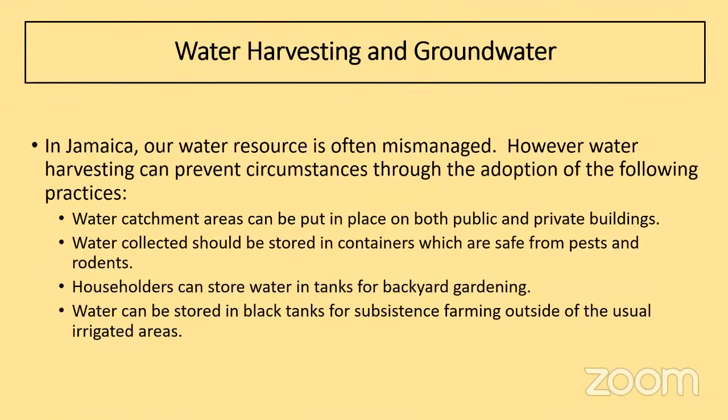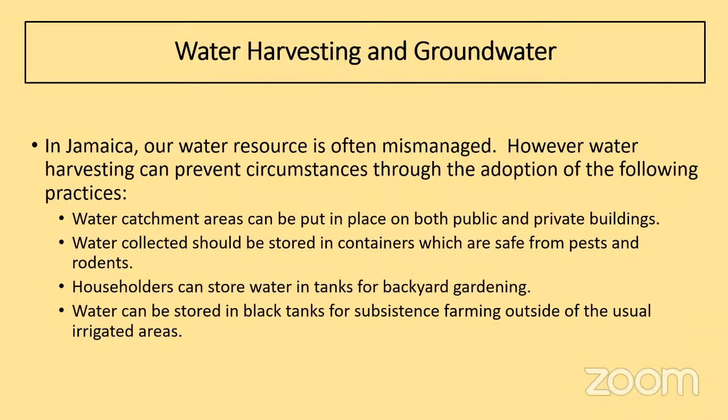Now, this is looking at water harvesting and groundwater again. In Jamaica, our water resource is oftentimes mismanaged, which is very true. However, water harvesting can prevent this through the adoption of the following practices. Basically, these are ways in which we can prevent the mismanagement of our groundwater. We can ensure that water catchment areas are put in place for both public and private buildings, and that water collected is stored in containers which are safe from insects and rodents.